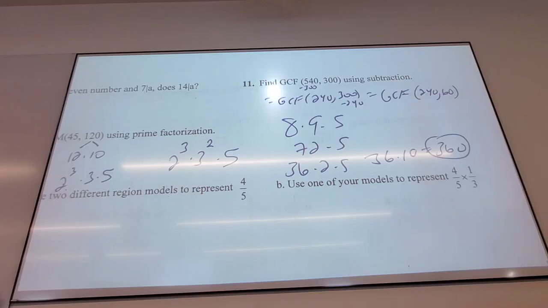240. If I start counting by 60s: 60, 120, 180, 240, you with me? 300, 360, 420, 480, 540. See? Aren't 300 and 540 both in the list of multiples of 60? That's what we're finding. We're asking what is the biggest number that these are both in the list of multiples of. That's why subtraction maintains the answer, because they're still going to be that distance apart.